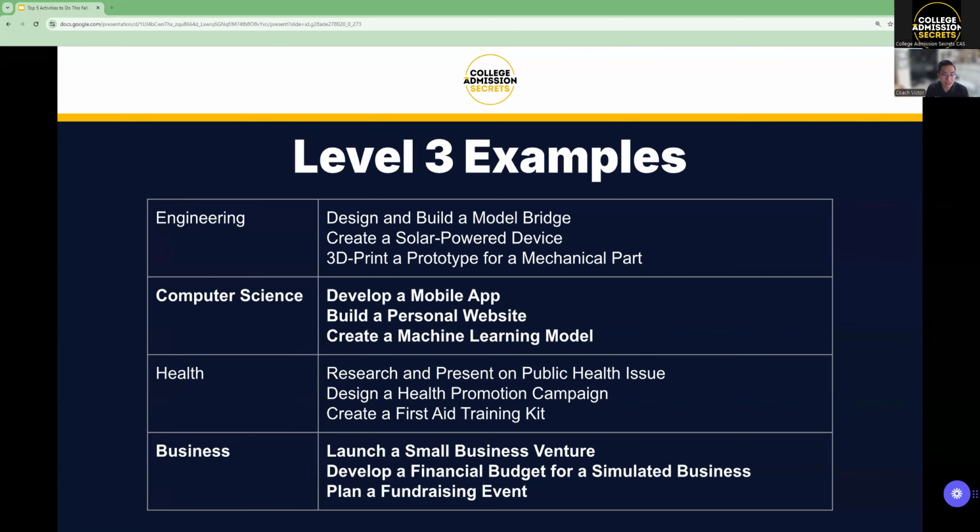And the last thing for business: launch a business venture, develop a financial budget for a simulated business, and lastly, plan a fundraising event. So imagine, let's say, an animal shelter or some type of nonprofit or public service place. It's possible that you can try to do a fundraising event for them through a virtual setting or through some unique, innovative way to help them. So these are all examples that you could be doing right now for that level 3 project.